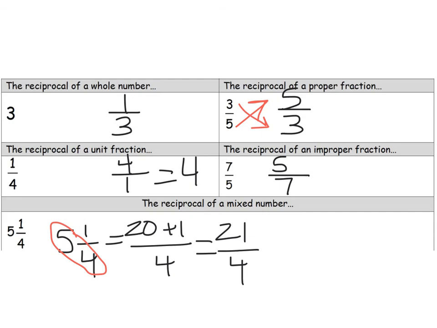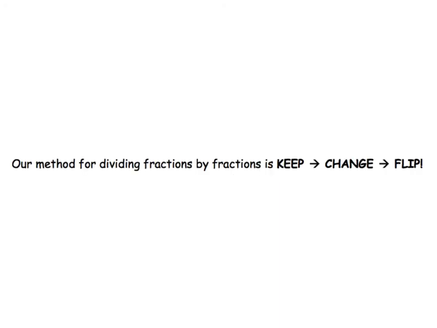Remember, when we're finding the reciprocal, we just flip it. So now we're at the stage where we can just flip the numbers around. I'll draw the arrows just in case you guys forgot. So we're given 4 over 21. And that is our reciprocal of 5 1/4.